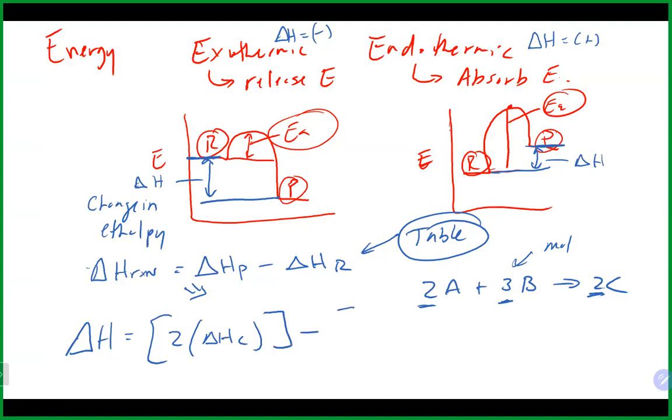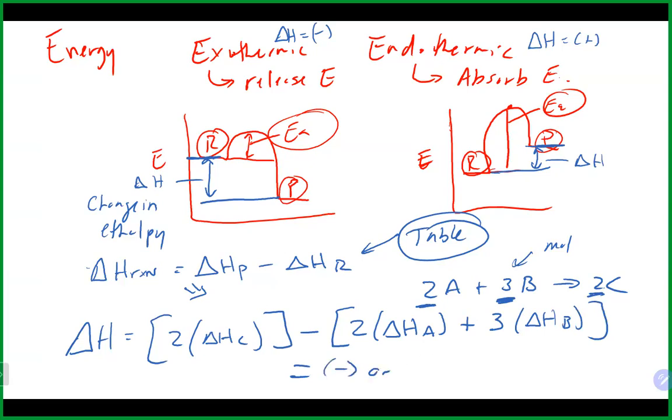We would then subtract from that 2, the coefficient for A, times the delta H value for A that we'd find in the table, plus our second reactant, which would be 3 times the delta H value that we find in our table for B. Again, we would add all that up, and whether it's negative or positive tells us whether this reaction is exothermic or endothermic.